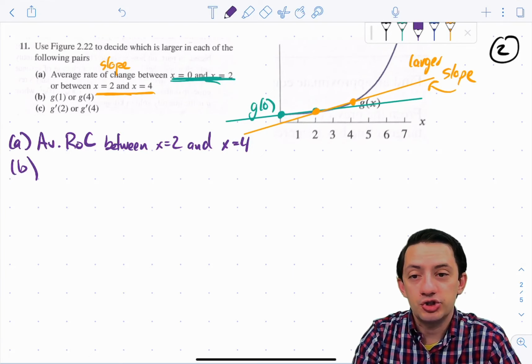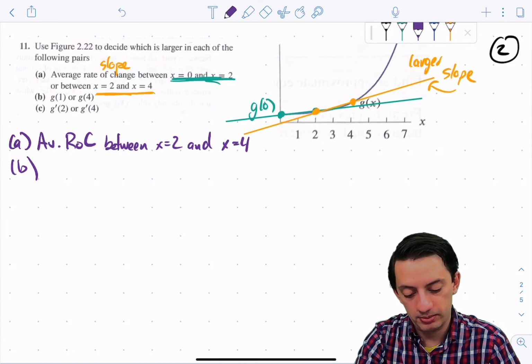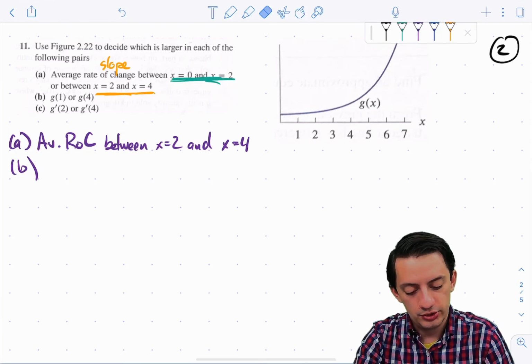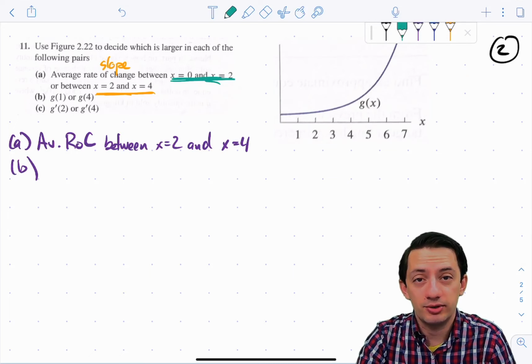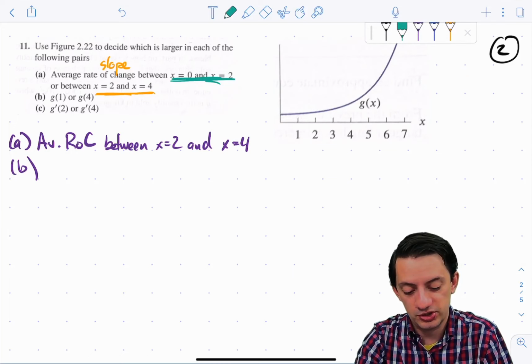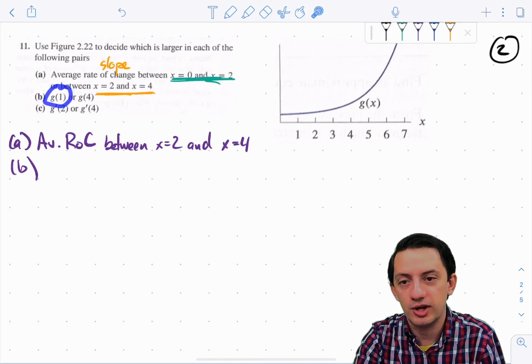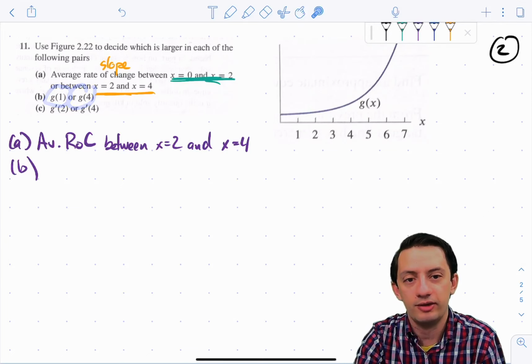Okay, part B, g of 1 or g of 4. Let me clear our drawings here. G of 1 is not anything about a derivative, and it's not anything about a slope. This is just testing that you remember what it means. It just means the value of the function at 1 versus the value of the function at 4.